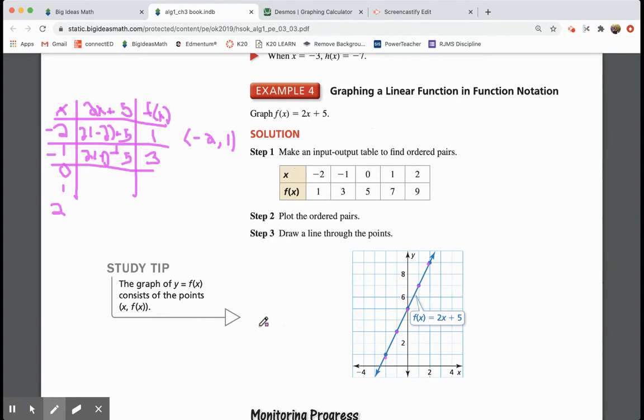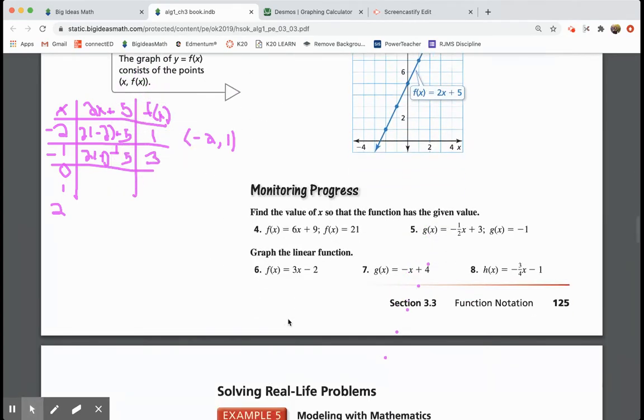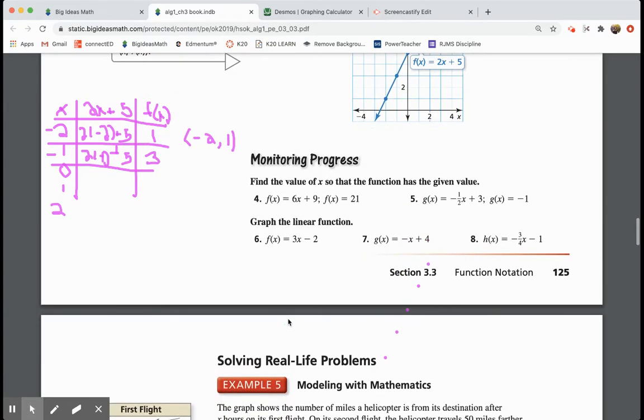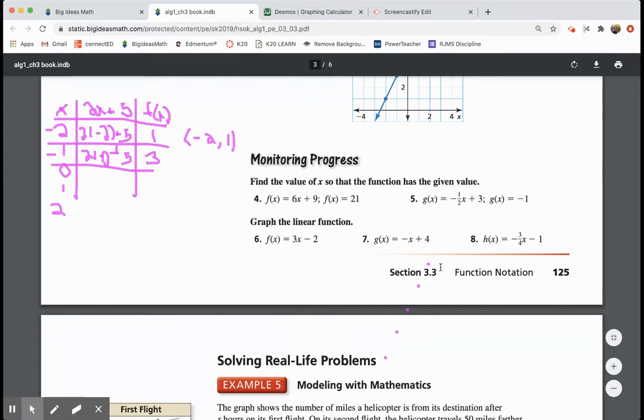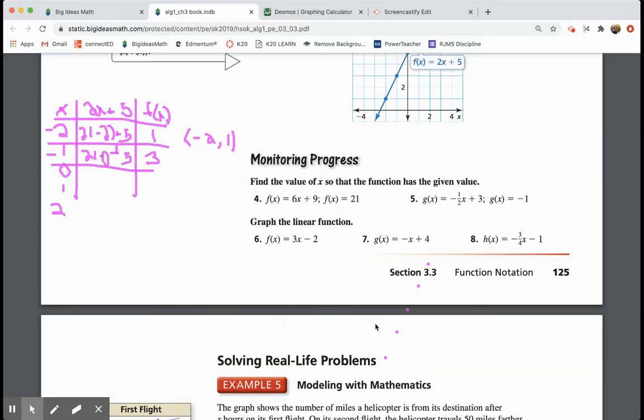So let's see. I want you to do all 5 of these, 4, 5, 6, 7, and 8. So 4 and 5, you are just finding x. You're solving for x for the given value. So number 4, this says f of x equals 6x plus 9. So you're solving for x on that when f of x equals 21. So on 4 and 5, you're doing that. On 6, 7, and 8, you are graphing the linear function like we did right here. So pause the video, try those, and I will go over them with you.